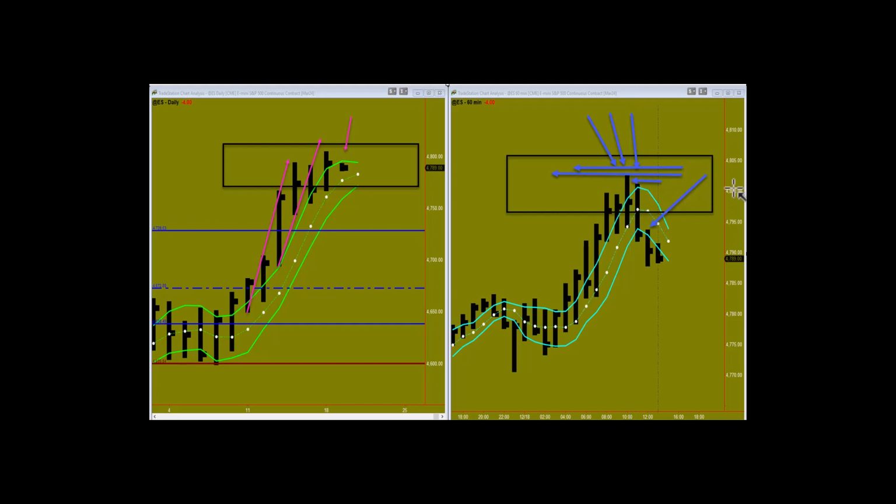But knowing that the market had turned down from higher time period resistance, it becomes a little bit more clear once we get this bar closing down below the envelope bottom.